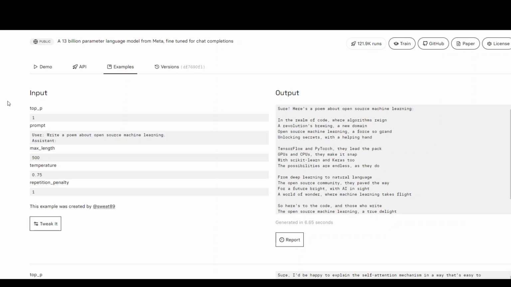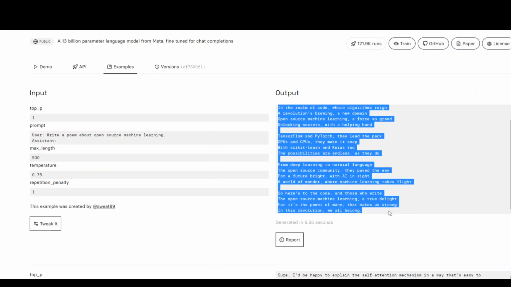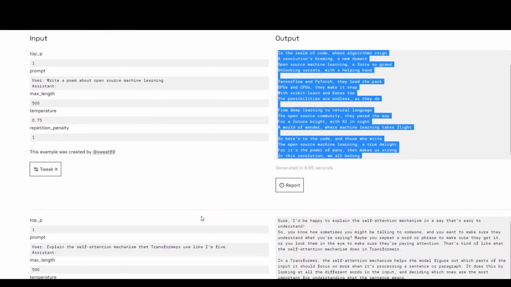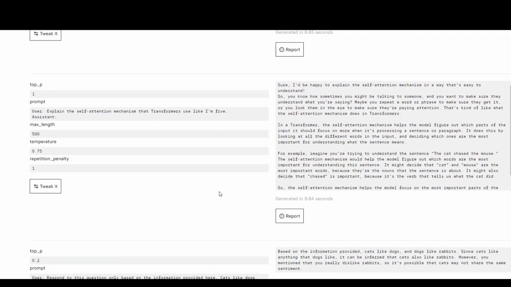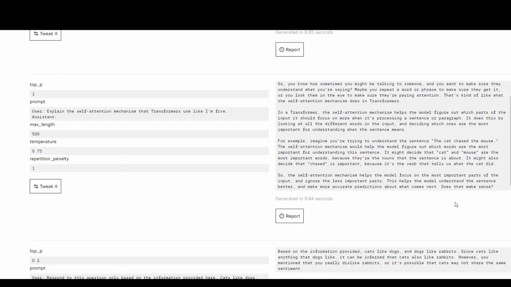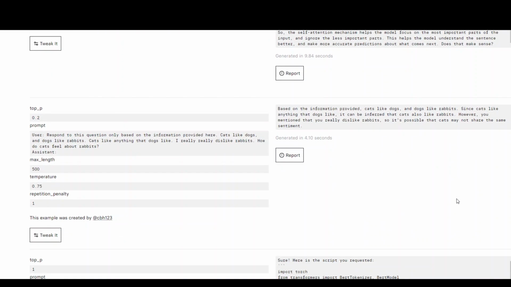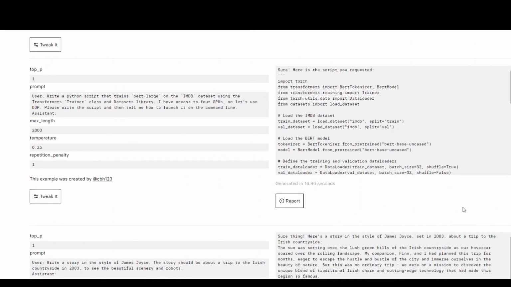And once you give them, you can see that in this example, we have asked this Llama 2 to write a poem about open source machine learning, and it has produced this fairly nicely written poem. Now, if you look at the second example, we are just asking it a question about the self attention mechanism, and again it has produced a very well formatted answer. You can look at the other examples on this website, and I will drop the link in the video's description.